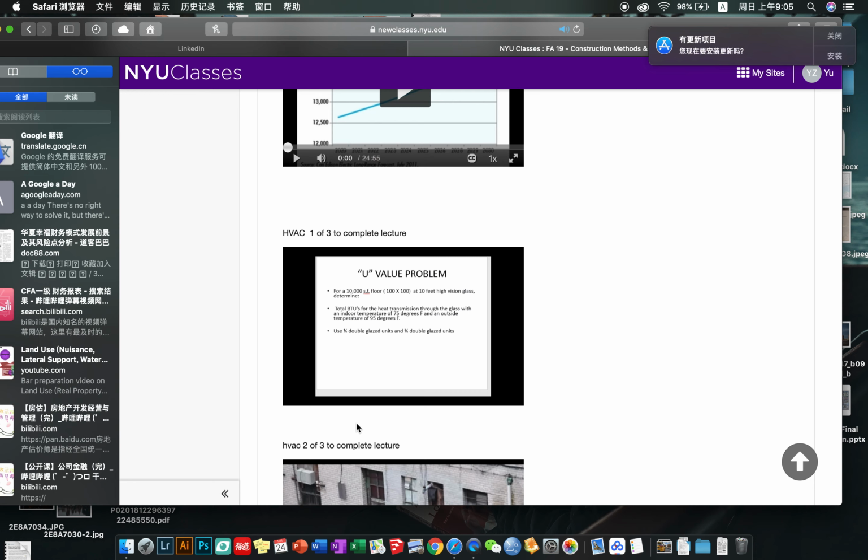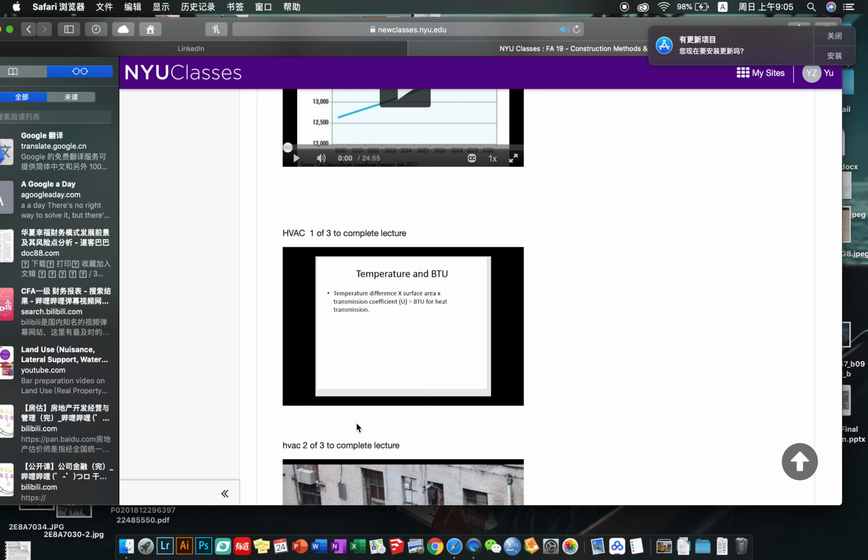Okay, so we're looking for the BTU for the heat transmission through the glass with an indoor temperature of 75 degrees and an outdoor temperature of 95 degrees. And the assumption is we're using 1/4 inch double glazed and comparing that to 3/4 inch double glazed units.